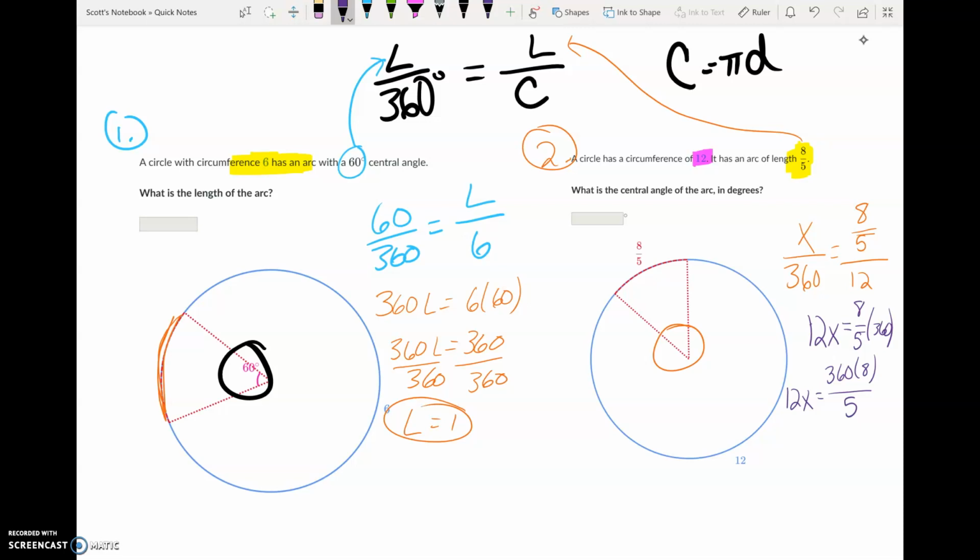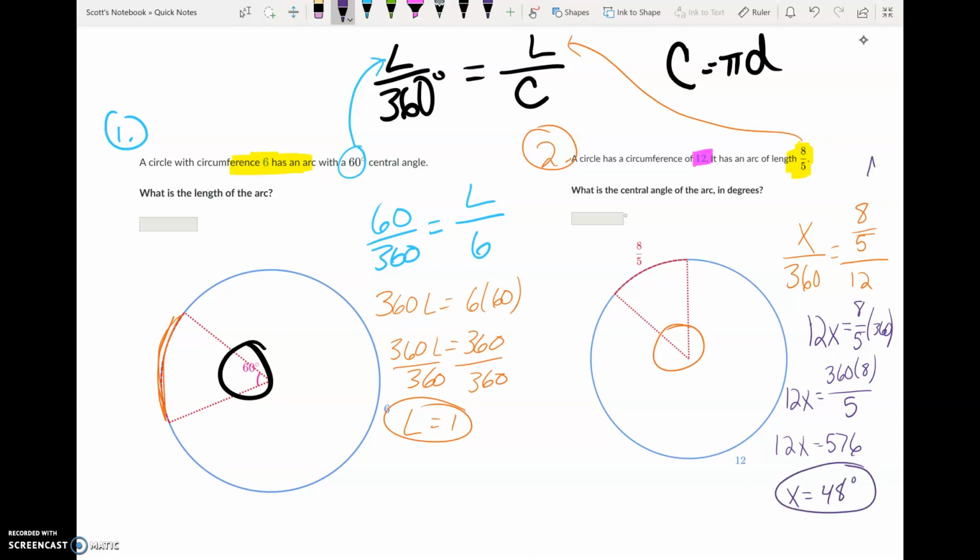I need to do that really quick here. 360 times 8 equals 2,880, then divide that by 5. You get 576. So 12x equals 576. And then divide that by 12. And you should get x equals 48 degrees.